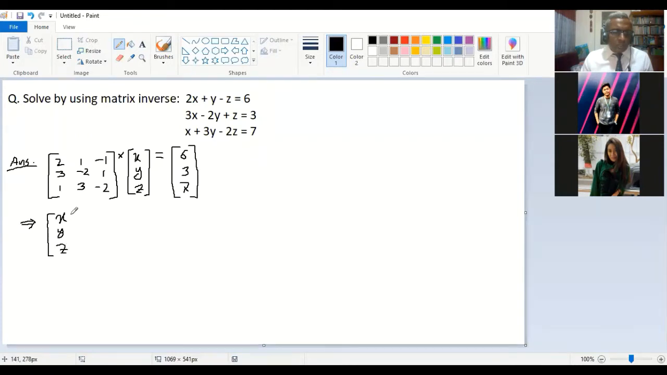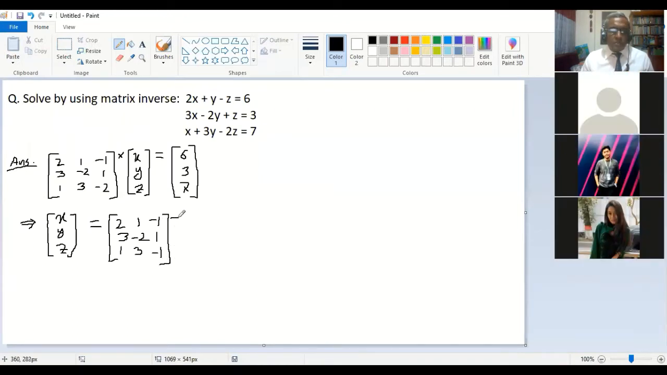So this I am keeping on the left side, and I am moving the matrix to the right side. So if it goes to the right side, it will be 2, 1, minus 1, and 3, minus 2, 1, and 1, 3, minus 2. That matrix inverse. Sir, the last one is minus 2.